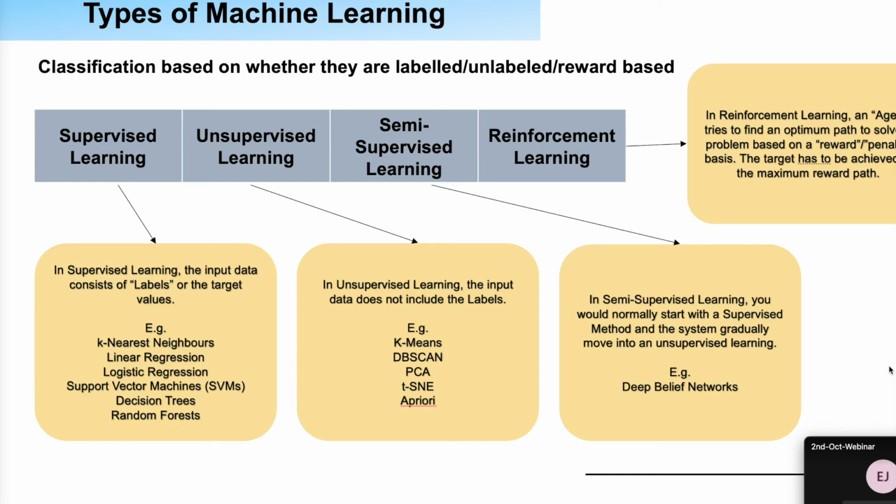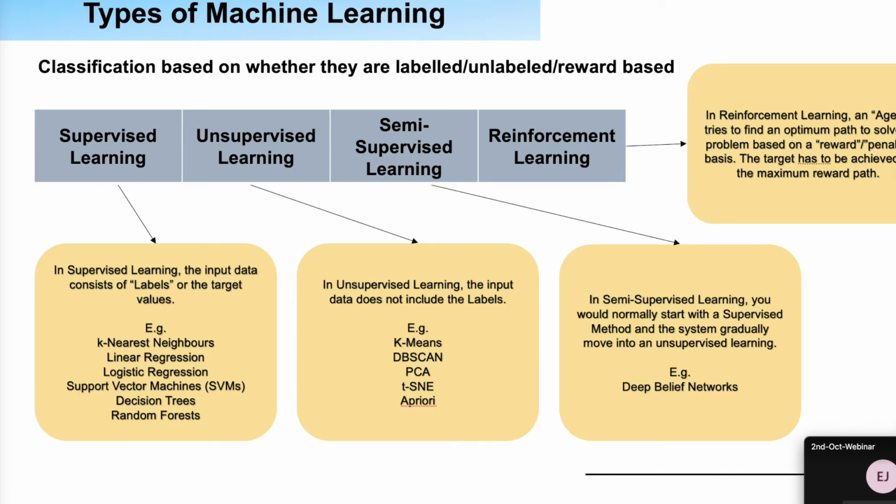There are various types of machine learning algorithms. For instance, you have supervised learning, unsupervised learning, semi-supervised learning, reinforcement learning. So quickly, what is supervised learning?